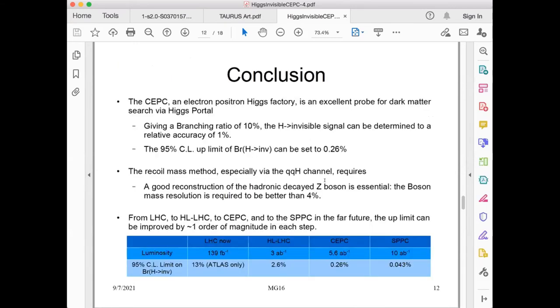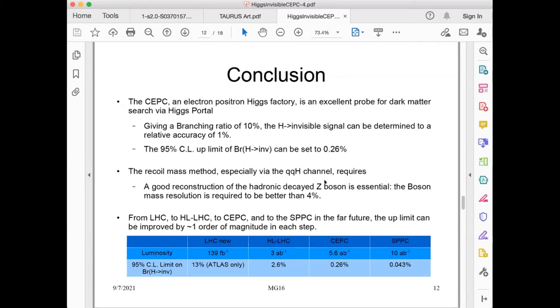Okay, so then to my summary. I think the CEPC as an electron positron Higgs factory is a very good probe for the dark matter search via the Higgs portal. So given the branching ratio of 10%, the Higgs to invisible signal can actually be determined to a relative accuracy of 1%. This 10% branching ratio is roughly of the order of the current upper limit. And then the upper limit of this facility can be set to 0.26%. And the recoil mass method is actually essential for this analysis, and a good reconstruction of the hadronically decayed Z is essential. We require the hadronic system to be measured to a relative accuracy of better than 4% in terms of its invariant mass.